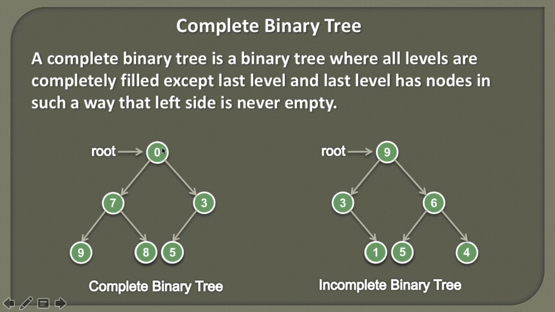And similarly here you can see that all the levels are completely filled and the last level is not completely filled, but it has nodes in such a way that the left side is never empty. So friends, you can imagine a complete binary tree in such a way that if we go from left to right, then we always get a node. At level 1 there is one node, so level 1 is completely filled. As we go to level 2, there can be at most two nodes. If you go from left to right, we are getting 7 and 3. So those are completely filled.